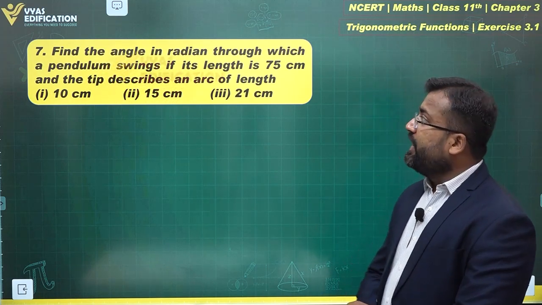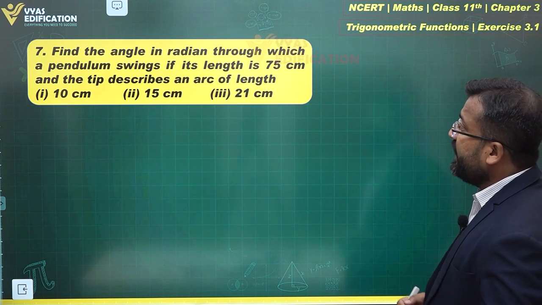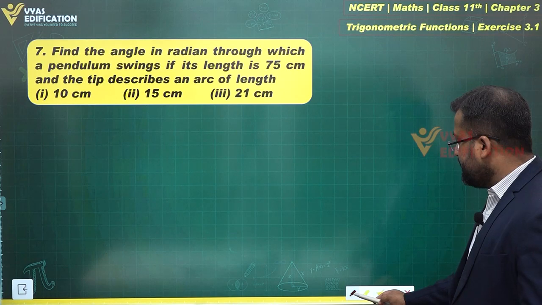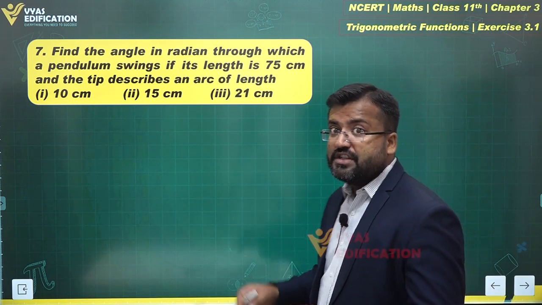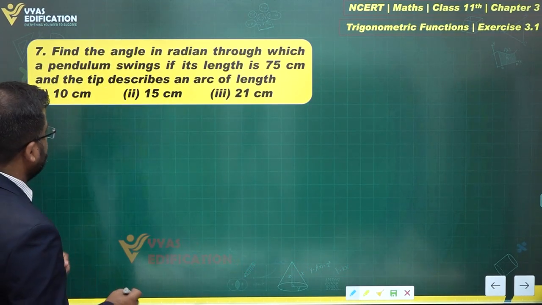Let's solve this question over here. Find the angle in radian through which a pendulum swings if its length is 75 centimeter and its tip describes an arc of length 10 centimeter, 15 centimeter, or 21 centimeter. That's the question in front of you. Now, what does a pendulum look like and what does a pendulum do?